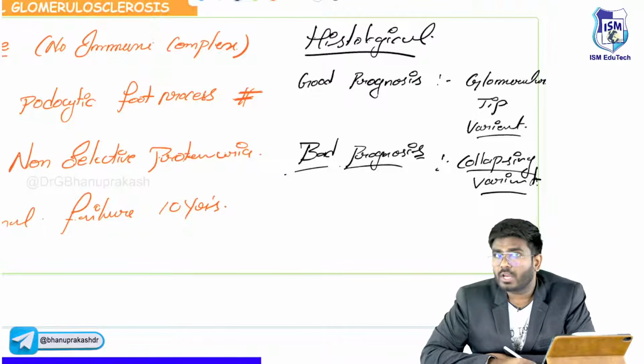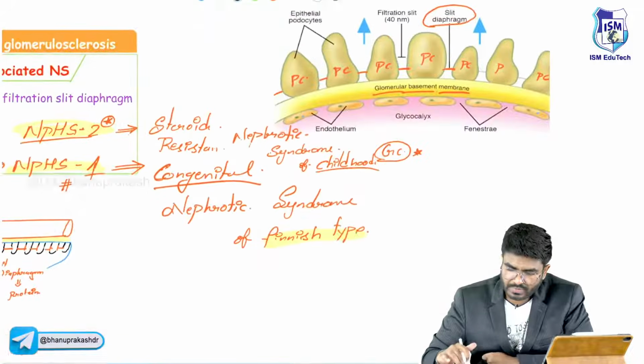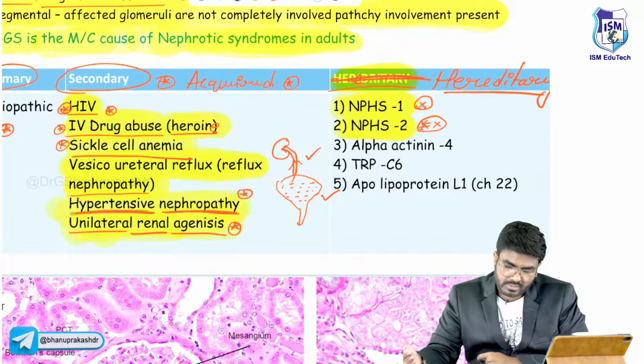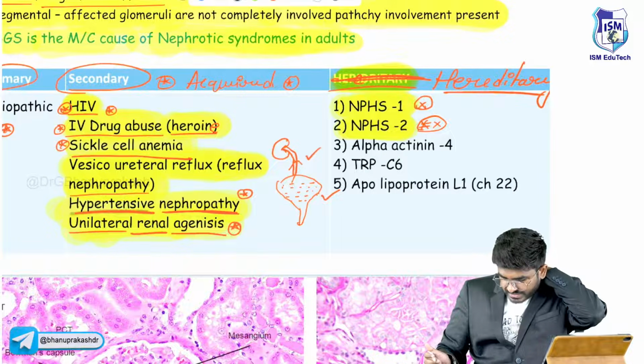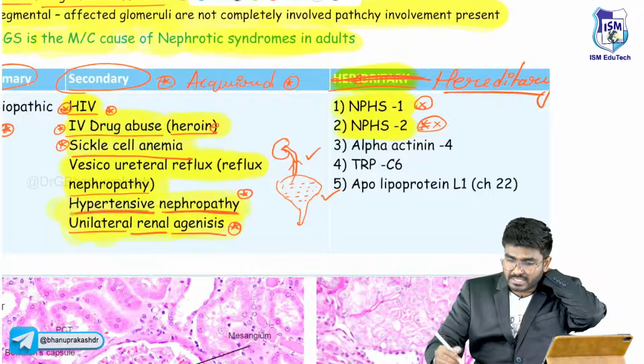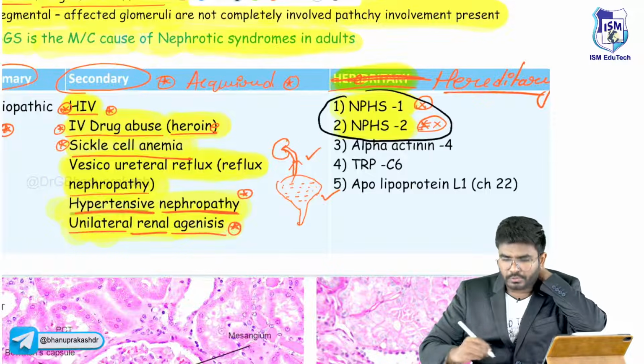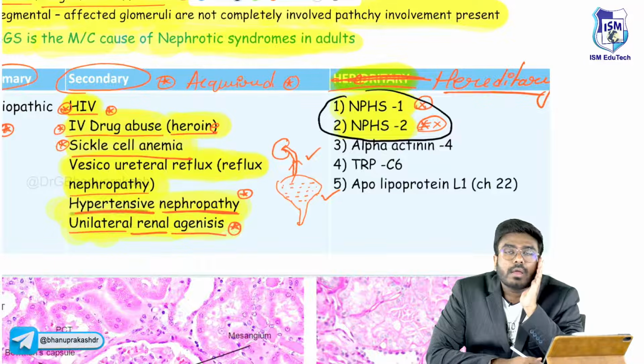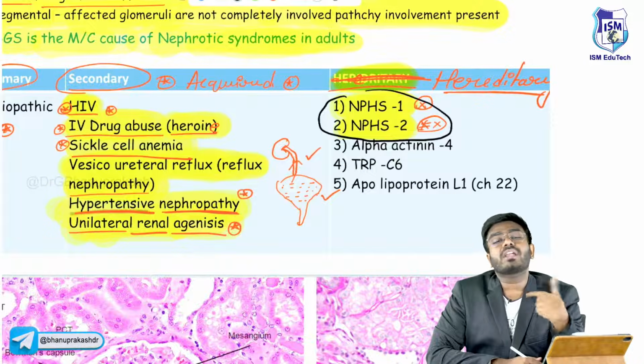Now, do you know who will get the collapsing variant of FSGS? See, there are different causes, right? You know the causes of FSGS: HIV, IV drug abuse, sickle cell anemia, vesicoureteral reflux, hypertension, nephropathy, unilateral renal agenesis, and there are hereditary causes also, you know it. Now, which people will develop the collapsing type of focal segmental glomerular sclerosis?